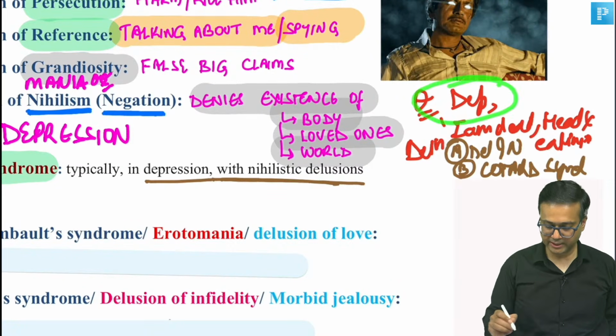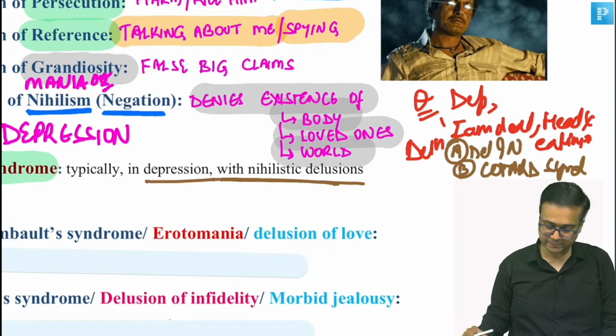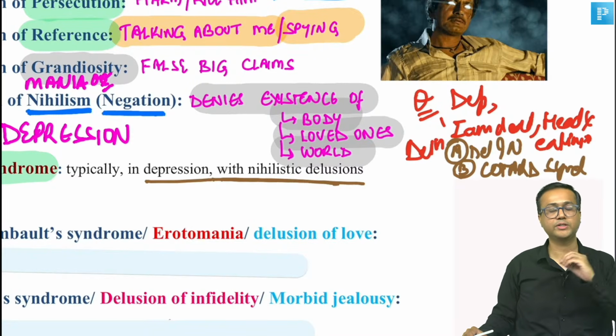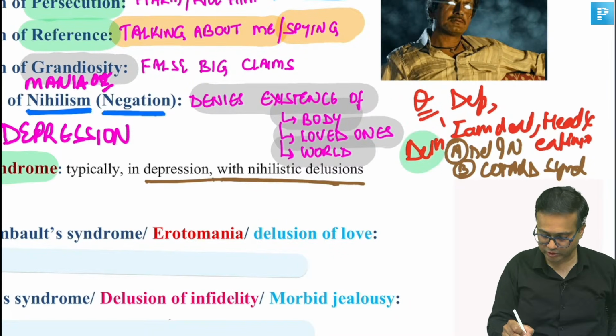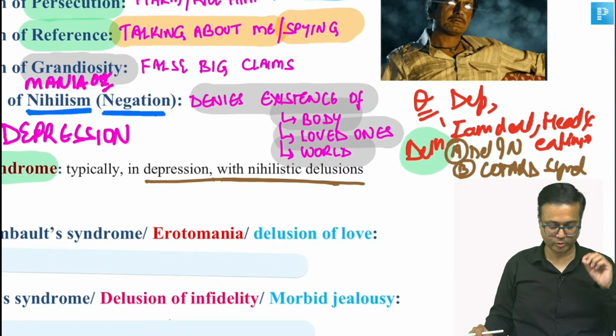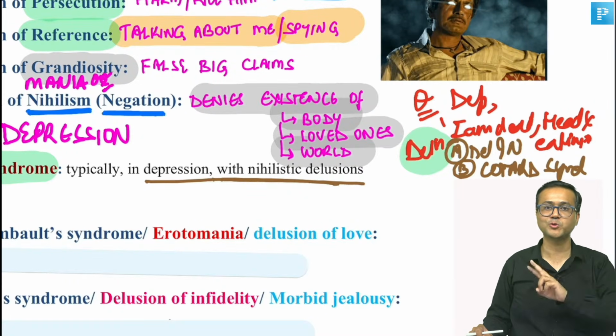Beta, the question is that the patient has depression, and the patient says, I am dead, I don't have a head, what is the point of eating anything? And they are asking you which delusion is seen. Delusion of nihilism or is it Cotard syndrome? Very good beta. A or B? No, option C is not there. You have to choose from A and B only.